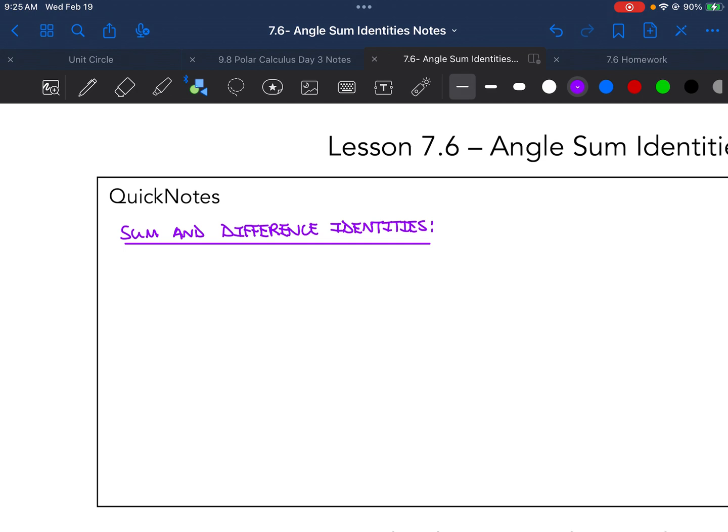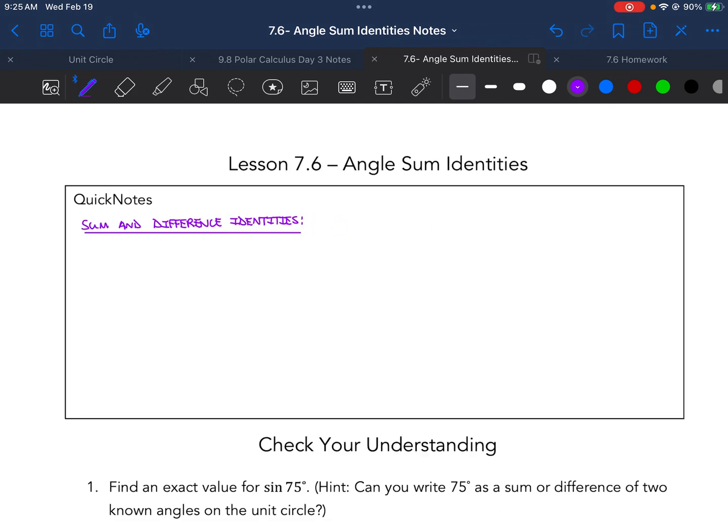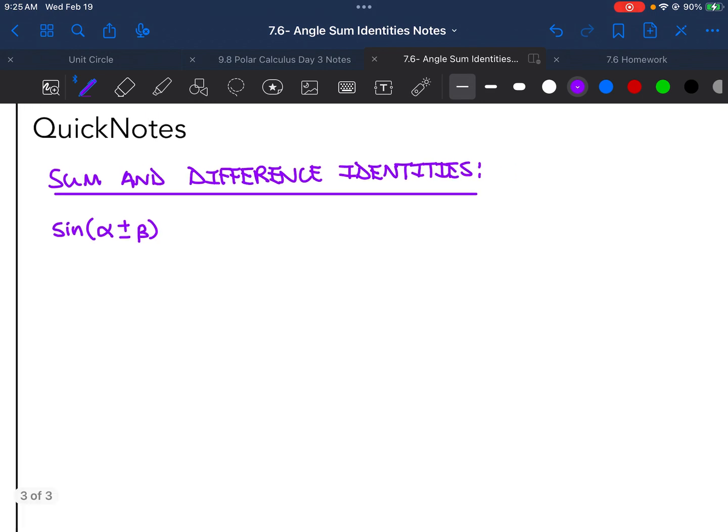All right, so let's write them down first. They might look a little intimidating at first, but we'll talk about how to use them. So let's say I wanted to calculate the sine of two different angles, alpha and beta, added or subtracted together. Okay, so I want to calculate the sine of two different angles added or subtracted together.